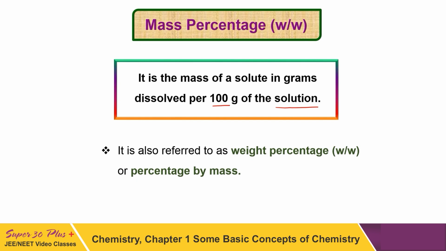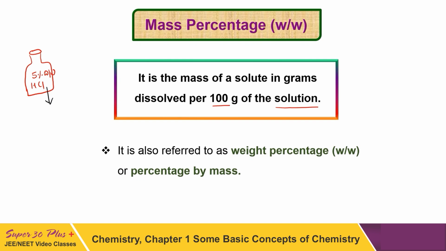Now suppose someday you enter in the laboratory and you see a bottle over there. Suppose it is a bottle of HCl and it is written 5% W by W HCl. What is written over there, students? It is written 5% W by W HCl. Now my question is, what does it mean?